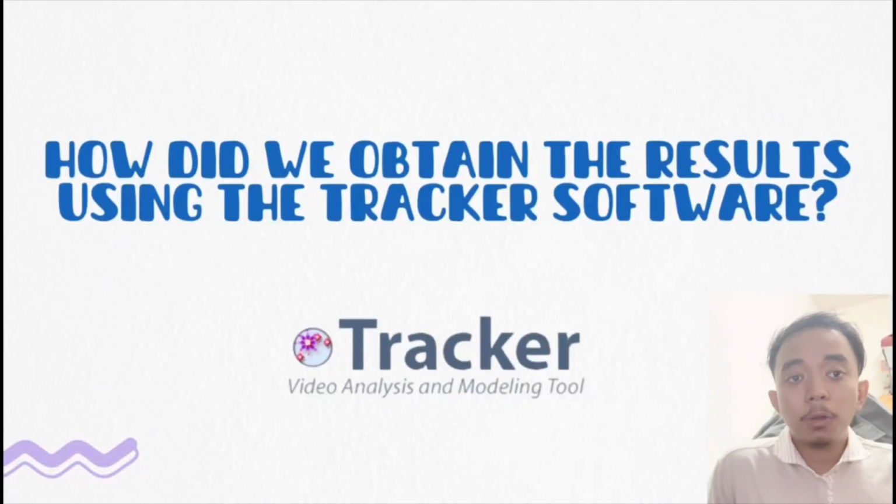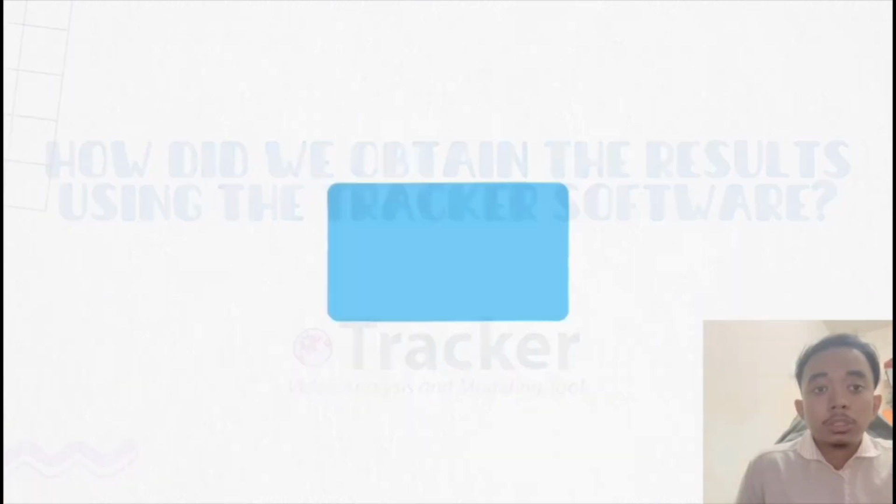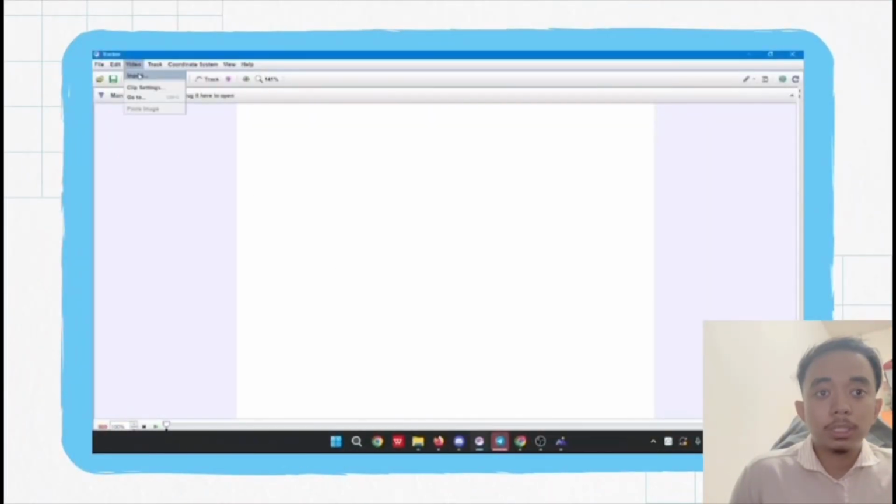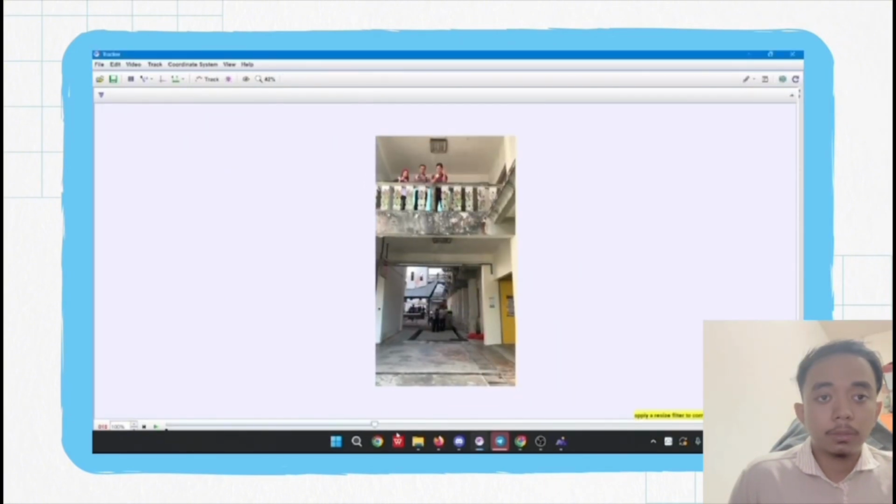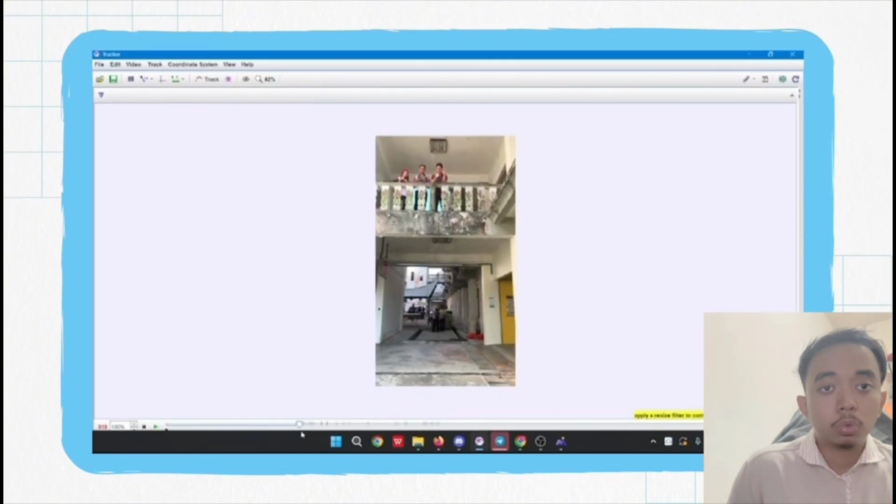So how did we obtain the results using the tracker software? Firstly, we open the tracker software, then we choose the video that we have recorded during the experiment. So this is our first experiment, which we use the second floor to drop the balloon without the parachute. First we put the video into the tracker by uploading it.